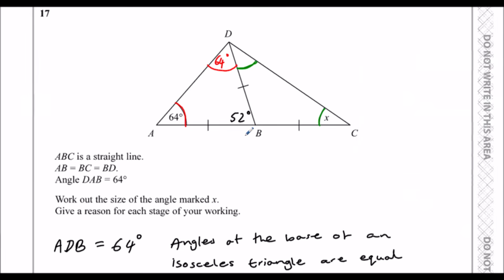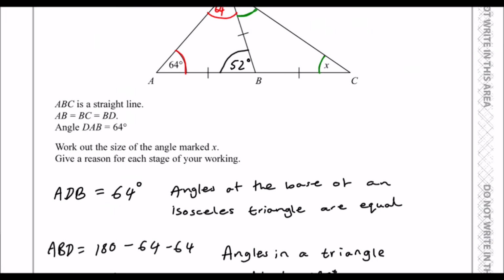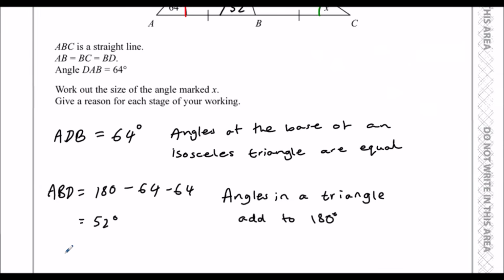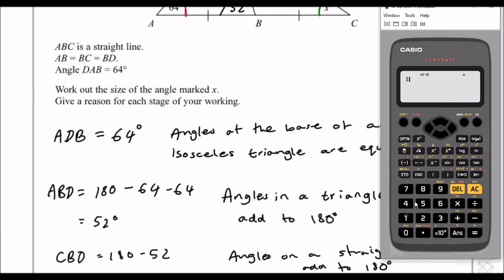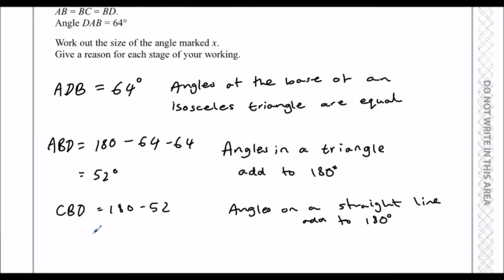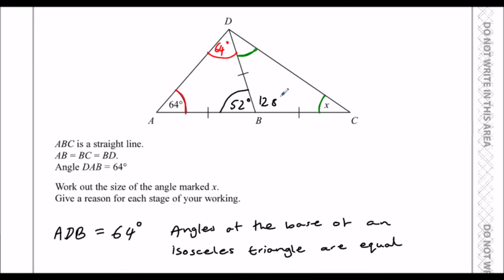Then we can use angles on a straight line to find CBD. So CBD, angles on a straight line add up to 180 degrees again. So 180 take away 52 is 128 degrees. So we've got 128 degrees for CBD.